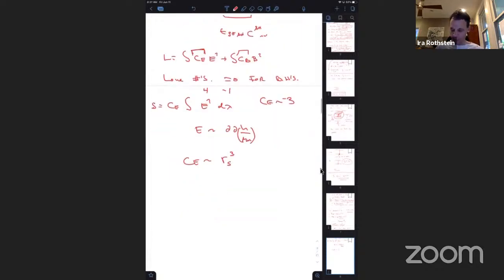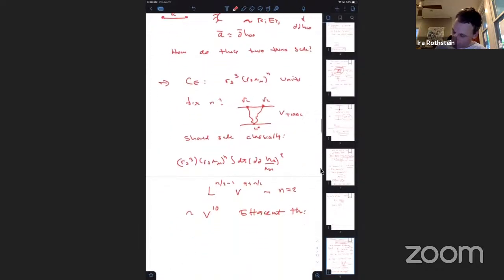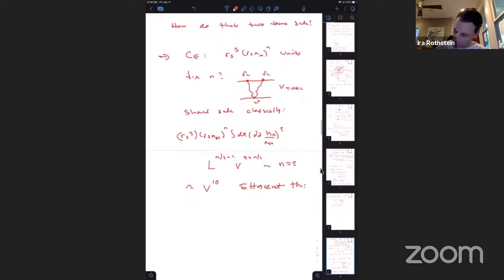So we might think that we were done at this point. However, in gravity, we still have a dimensional coupling around, which is m Planck. So we can always multiply that RS cubed by RS times m Planck to the n, some arbitrary power. And so we can't quite read off the scaling yet because we don't know what this n is.